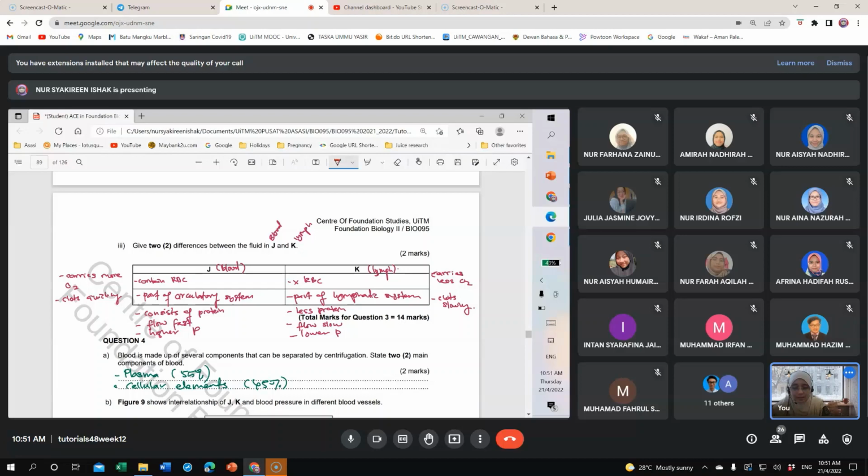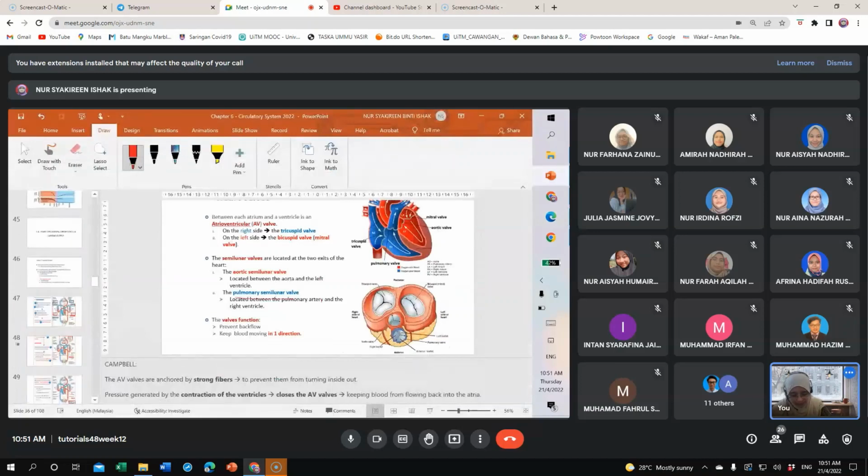Kalau blood consists of more protein, okay, it consists of more protein, and then the flow of the blood is faster compared to the flow of lymph, which is slower, kan? Sebab awak tengok awak punya nota tu, kan, dia ada the flow of the lymph.